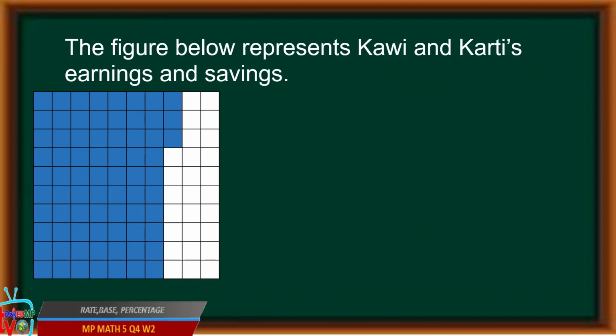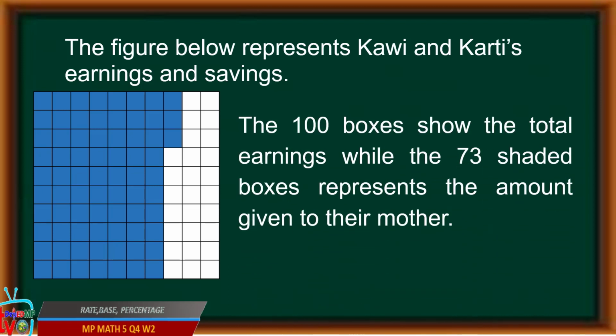The figure below represents Kawi and Karti's earnings and savings. The 100 boxes show the total earnings, while the 73 shaded boxes represents the amount given to their mother.